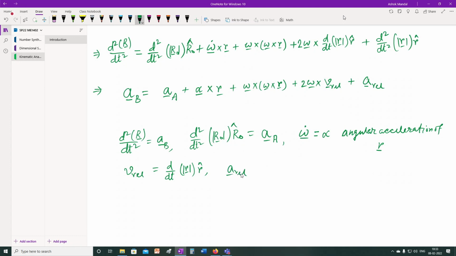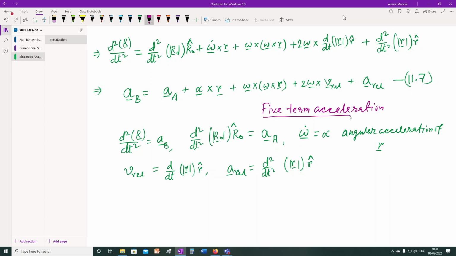So a relative is defined as d2/dt2 of r in the r direction. This formula, which is 11.7, is called the 5-term acceleration formula. It's a very important thing.